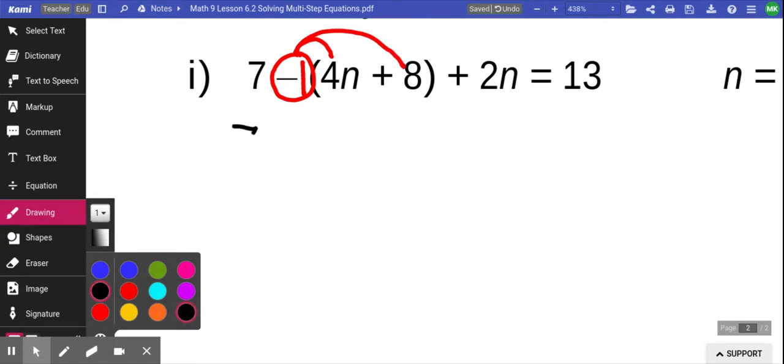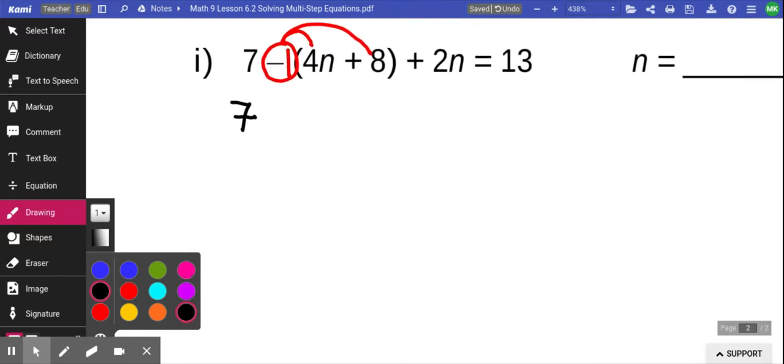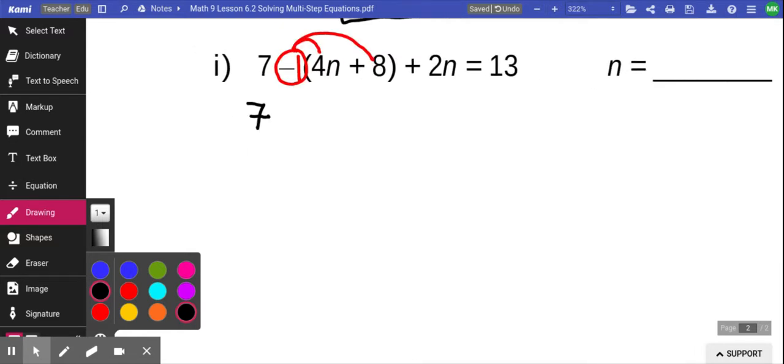Multiplying a negative 1 essentially just changes the symbol inside the bracket. So when I multiply negative 1 in, negative 1 times 4 is negative 4n. Negative 1 times 8 becomes negative 8. The plus 2n is unaffected because it was not inside the brackets, right? We only multiply what's in the brackets.